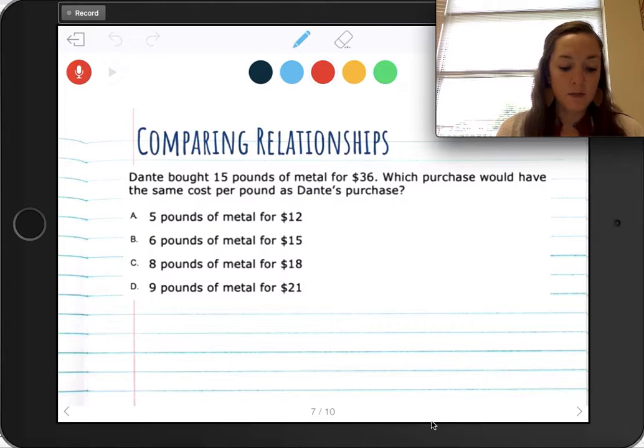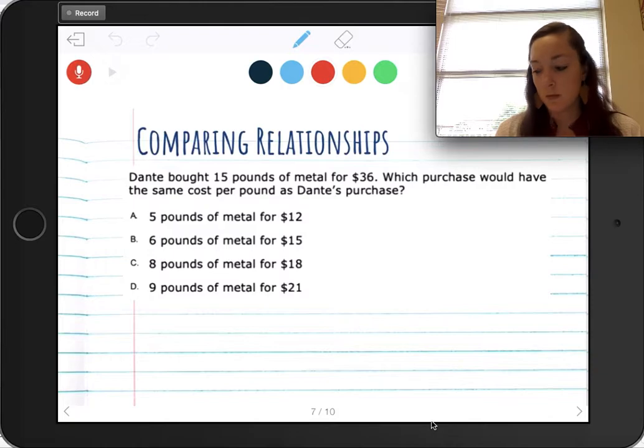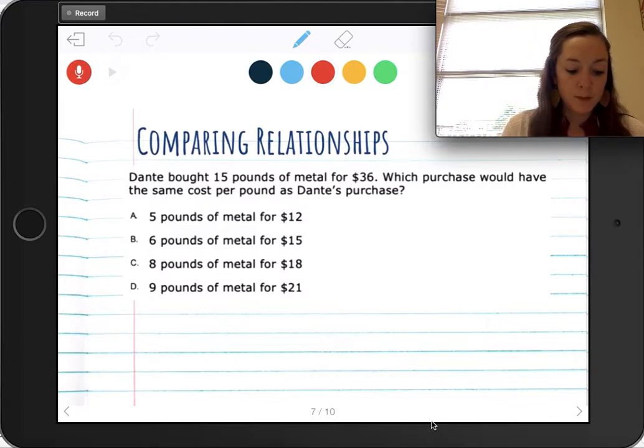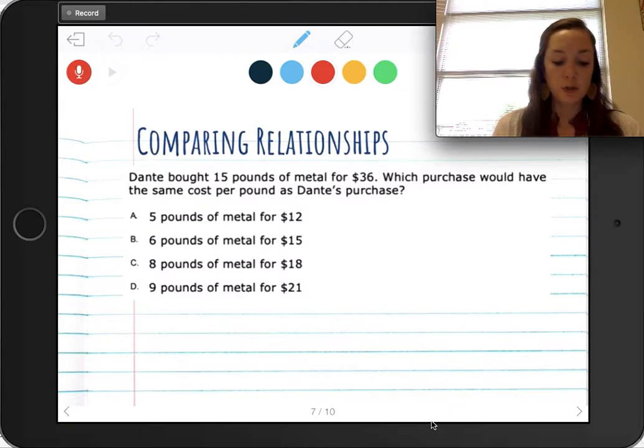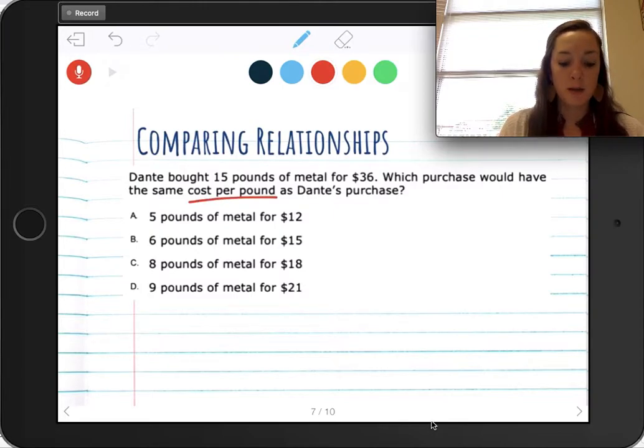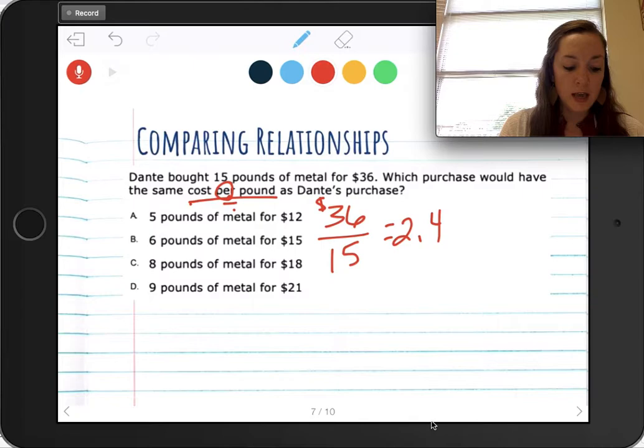And now we have another ratio, but now we're asking which is going to be the same as something else. So let's figure it out. Dante bought 15 pounds of metal for $36. Which purchase would have the same cost per pound as Dante's purchase? Cost per pound. So something per something else means we are dividing by that. So cost per pound, I'm going to take that 36, which is my cost, and divide it by the pounds, and I get 2.4. So I'm going to look at A, B, C, and D.